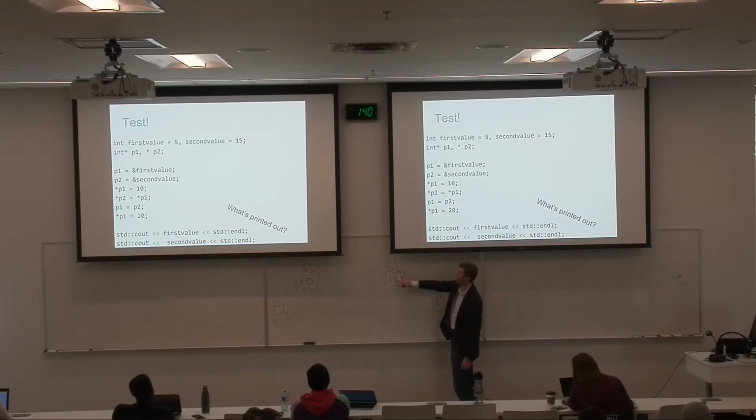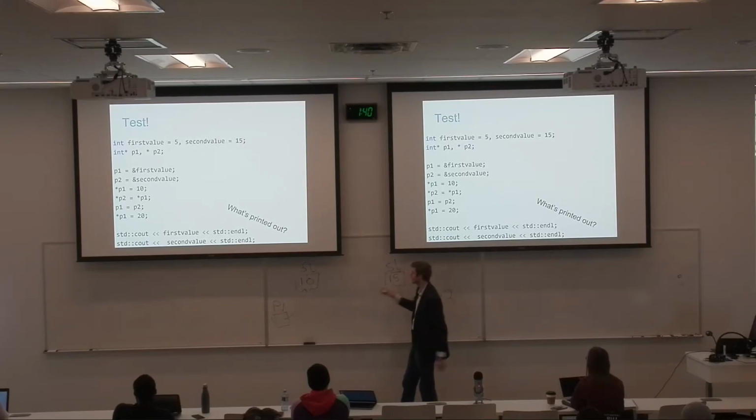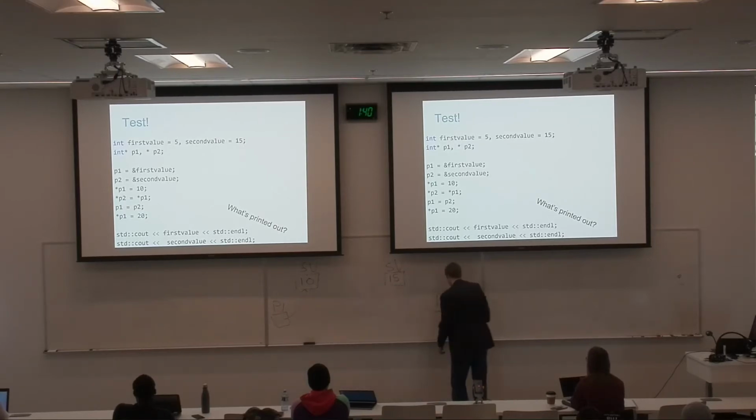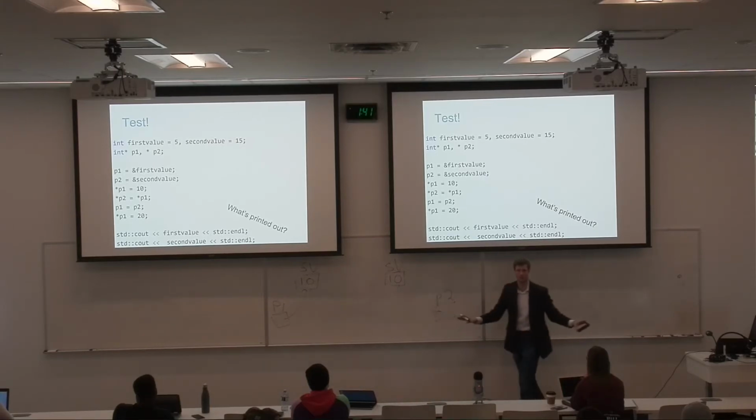But what if I'm getting star P1? I guess I should have said star P2. So star P2 is here. Star P1, well, here's P1, but here's what's actually there. So it's getting what's in that box and putting it in this box. Questions yet?